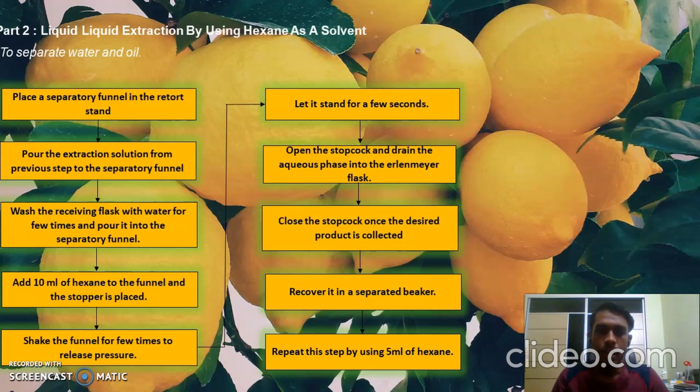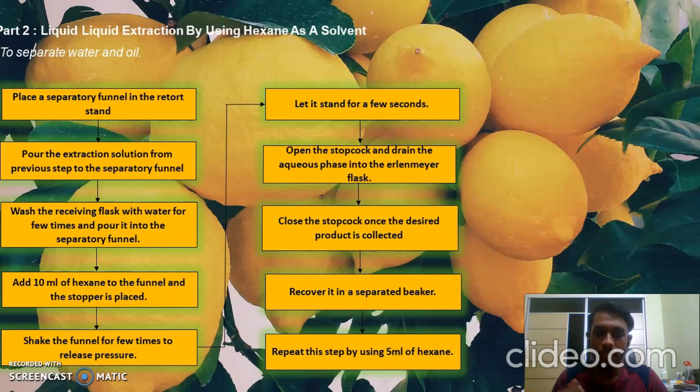So first, place a separating funnel in the retort stand. Pour the extraction solution from the previous step into the separating funnel. Wash the receiving flask with water a few times and pour it into the separating funnel. Add 10 ml of hexane to the funnel and place the stopper.